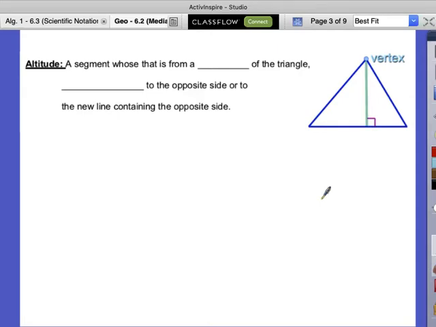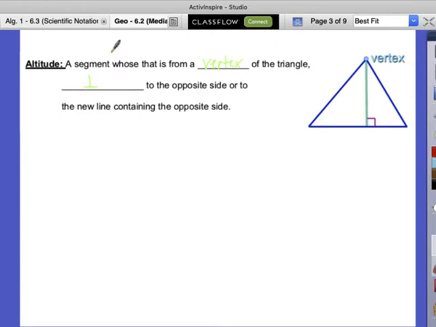Okay. So altitude. An altitude is a segment that is from a vertex of a triangle. So once again, it's a segment that goes from a vertex of the triangle. But this time, instead of going to the midpoint necessarily, it goes to where it's perpendicular. That's our symbol for perpendicular because I'm lazy and I don't want to write it. To the opposite side, or to the line containing the opposite side. I'll talk about what that means in a moment.